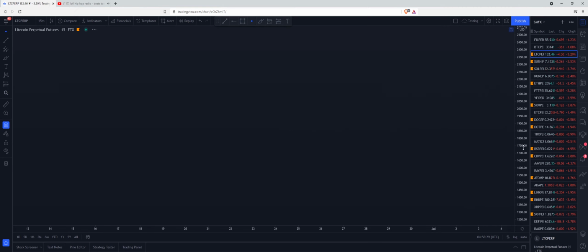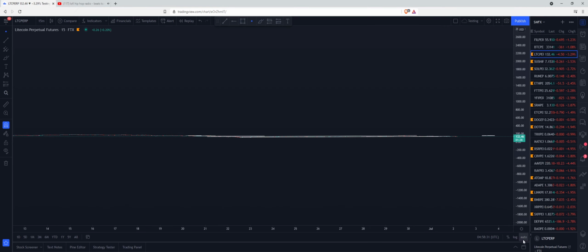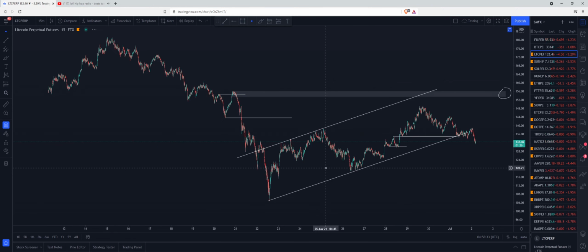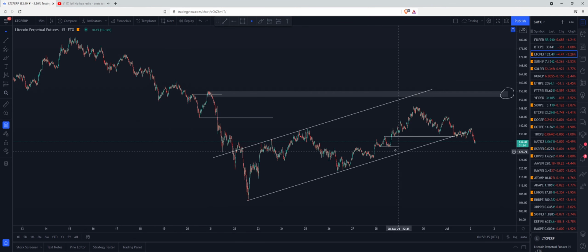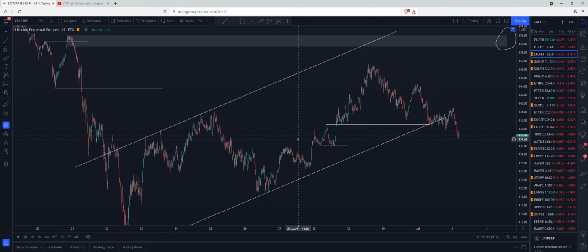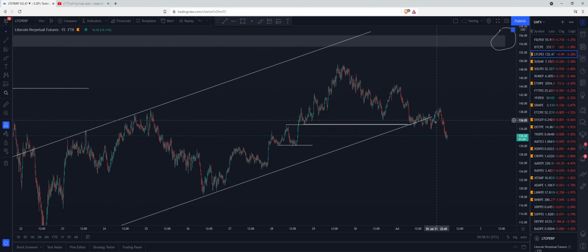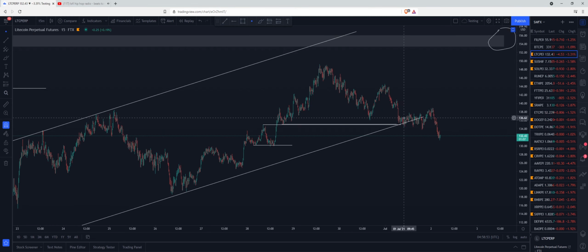Litecoin. So breaking out of this channel here, the reason I have these marked is because what I like to see, if we are going to see a false trendline break, I like to see a sweep into a bullish level as we break out of the trend line, followed by reaccumulation. But unfortunately, we didn't get that.